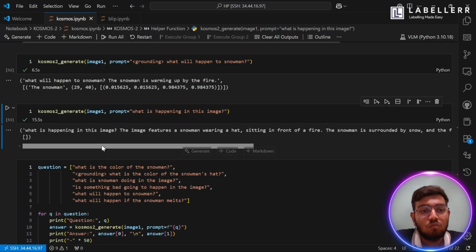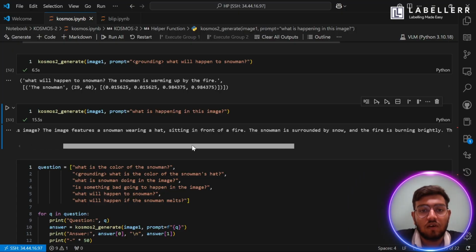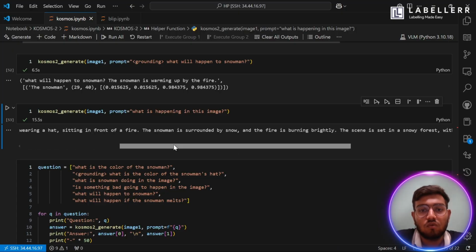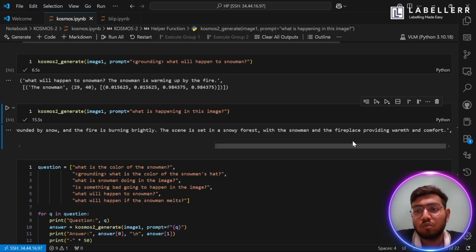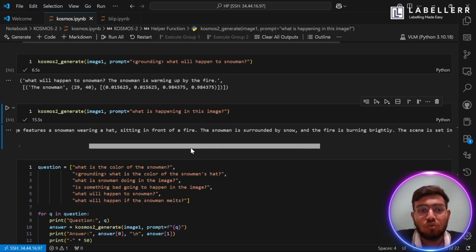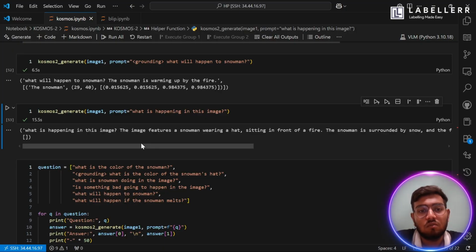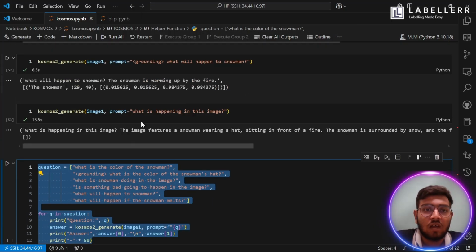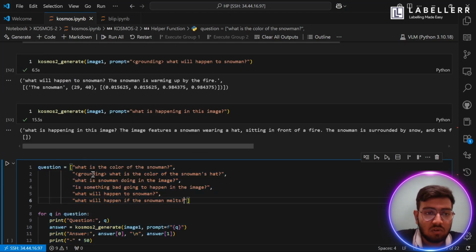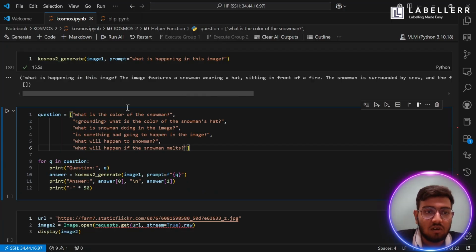So it's giving us a more detailed description of the image. The image features a snowman wearing a hat sitting in front of a fire. The snowman is surrounded by snow. The fire is burning brightly. The scene is set in a snowy forest with the snowman and the fireplace providing warmth and comfort. So it understood the image and provided a general detailed description. I have created this script, as running this code line by line is a hard and time-consuming task, so we will just ask a set of questions in a list and run this.